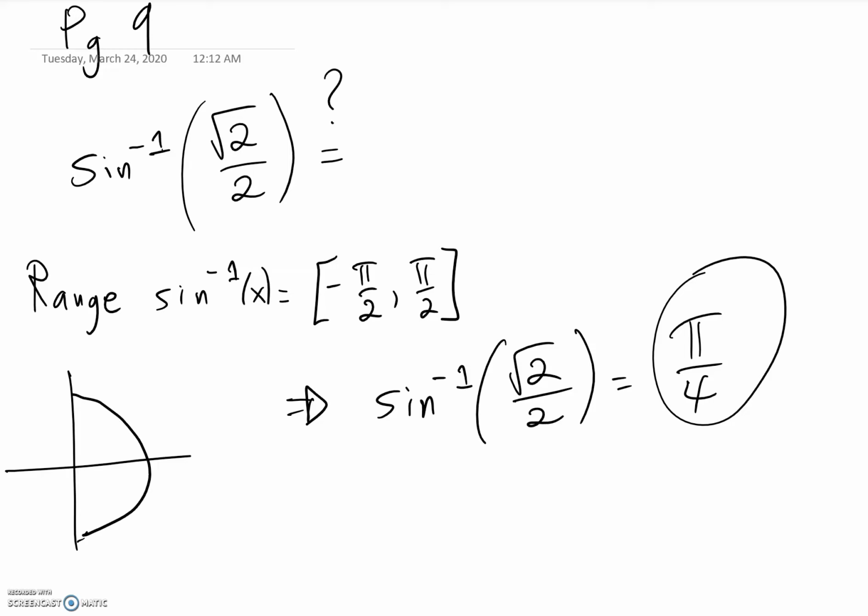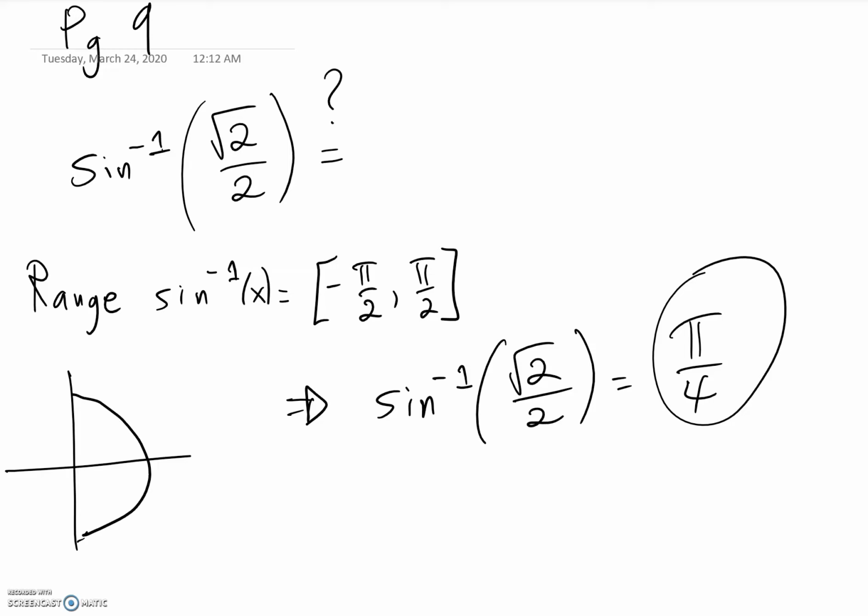So consider this problem here. Sine inverse of root 2 over 2. What does this equal? Remember, the output of an inverse trig function is always an angle. The range of sine inverse is from negative pi over 2 to pi over 2. I have drawn that range for you here on the bottom left.